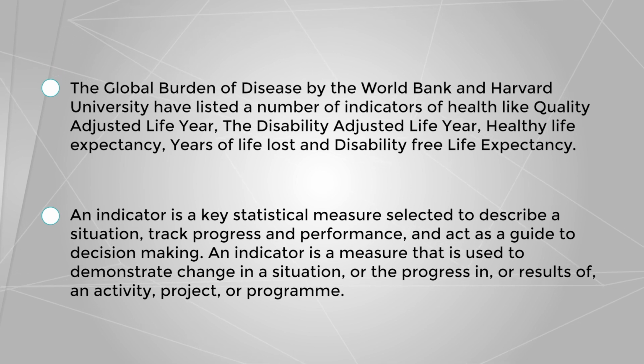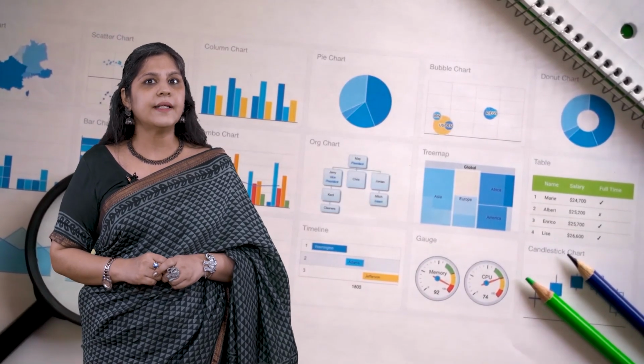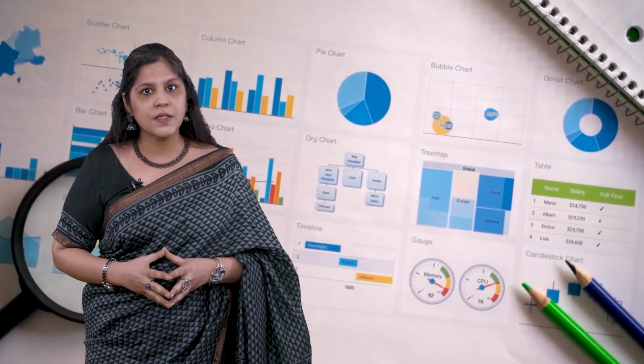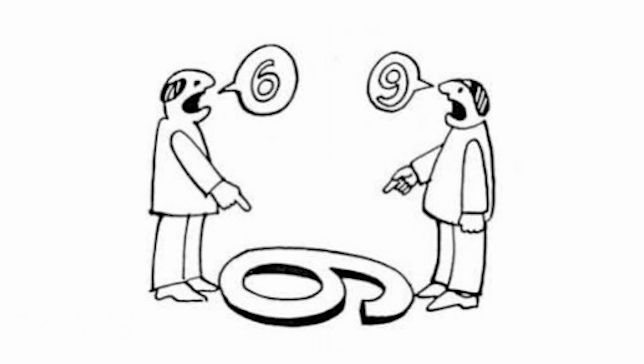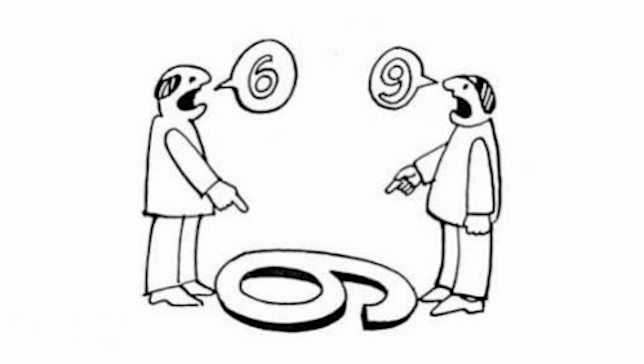To sum up, one can state that an indicator is a key statistical measure selected to describe a situation, track progress and performance, and act as a guide to decision making. An indicator is a measure that is used to demonstrate change in a situation or progress in or results of an activity, project or program. Health indicators support researchers with evidence and therefore can be qualitative or quantitative. And also there could be perception studies depending upon the nature of research.